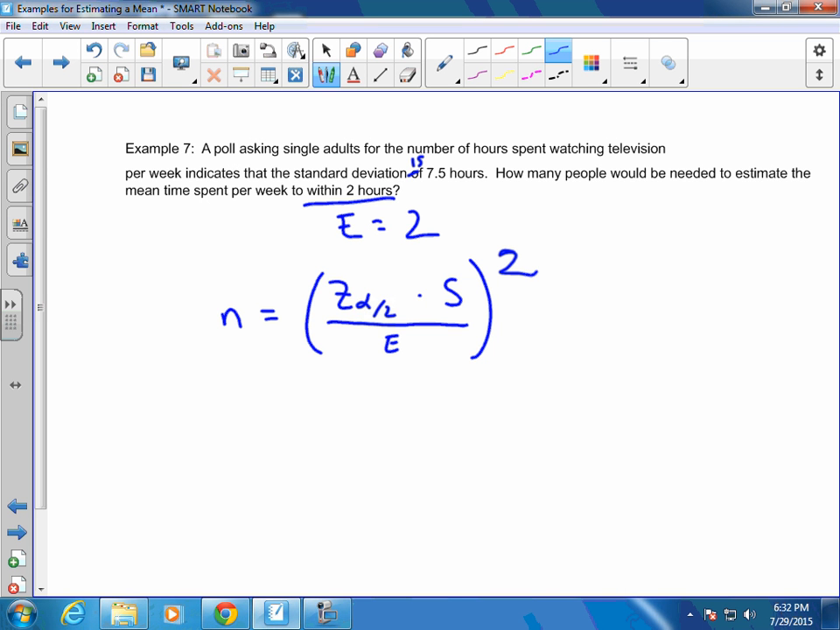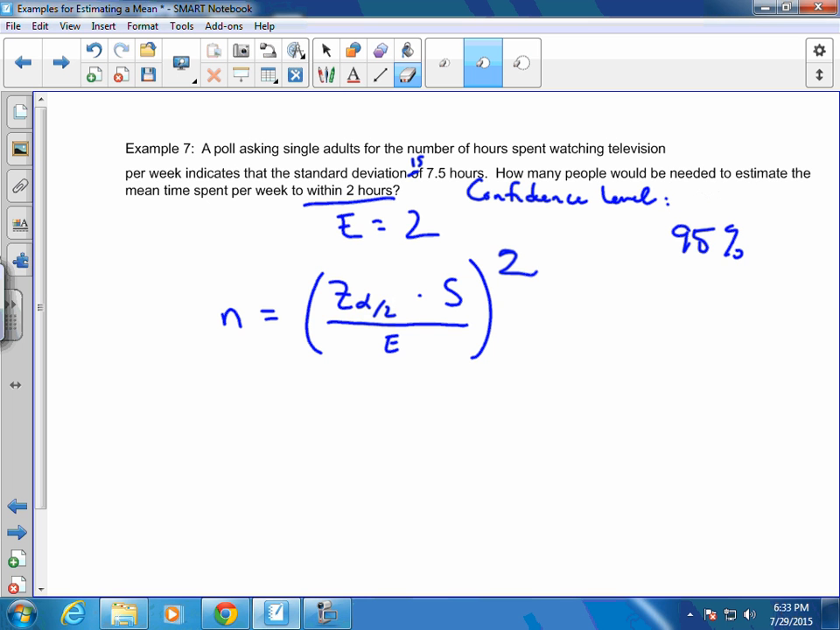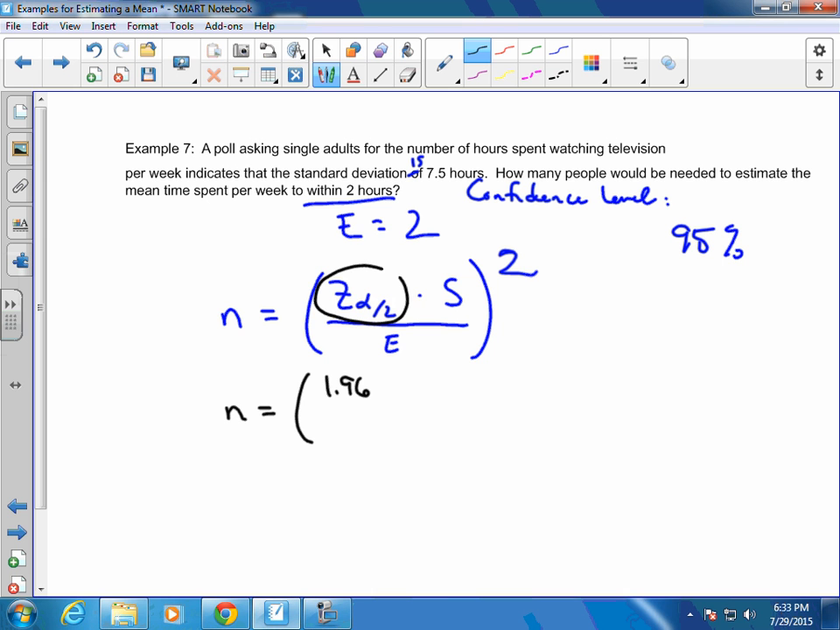Now there's one missing part to example 7. I wouldn't know how to do this because there needs to be a specified confidence level. I'm always going to tell you guys what confidence level to use. So let's add that in. 95% is going to be our confidence level for this problem. Okay, so if it's a 95% confidence level, it's going to be 1.96 for this Z.